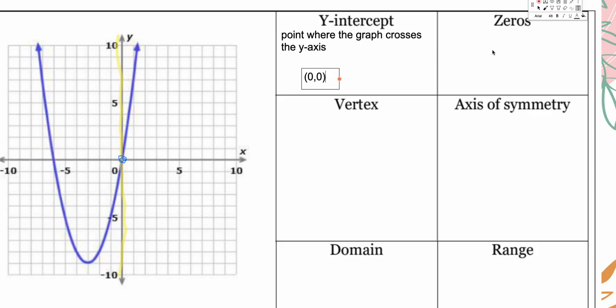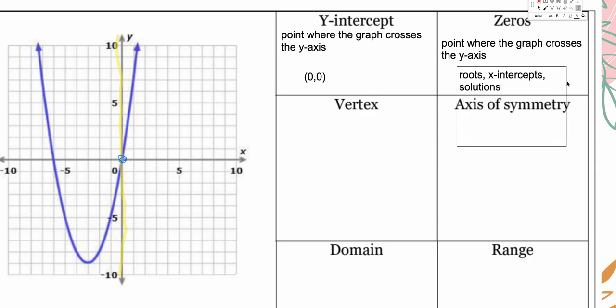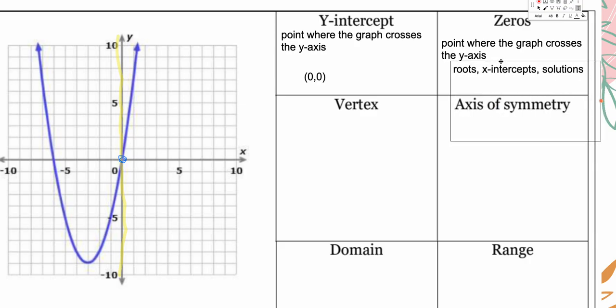Now, the zeros are the points where the graph crosses the x-axis. Why do they call them zeros? They call them zeros because the y value is equal to 0, and that's how they'll ask you on the STAAR test. I can guarantee you that your STAAR test will have questions like this. The other words for zeros, I would like for you to write down, are roots, x-intercepts, and solutions. Those are all words that they may use on your STAAR test.